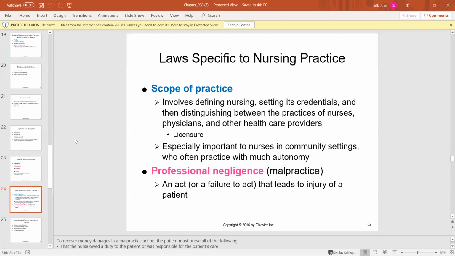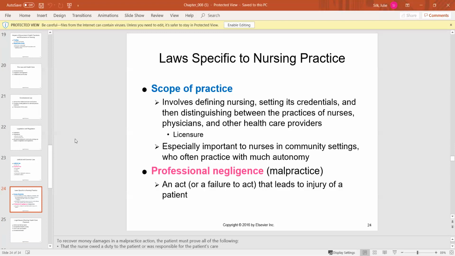All right, and then when we talk about scope of practice, this involves defining nursing, setting its credentials, and distinguishing it between the practice of different types of nurses, physicians, and other healthcare providers. Of course, we all have to be licensed to be a practicing nurse, so we have to have licensure.